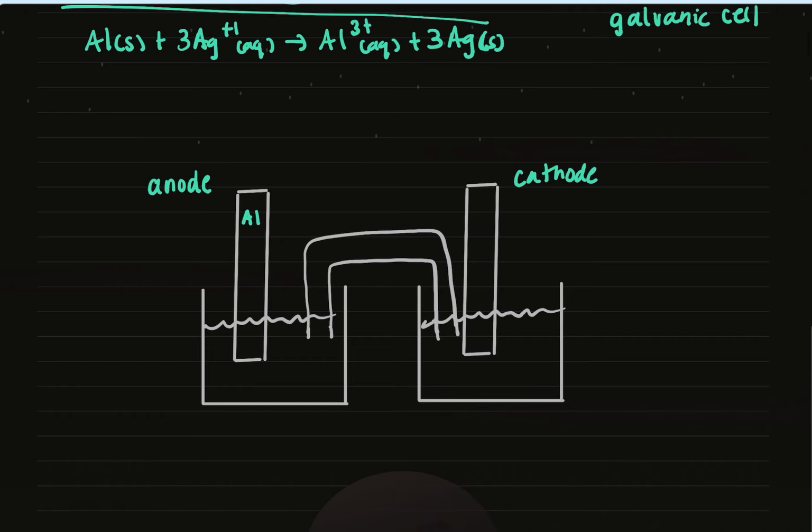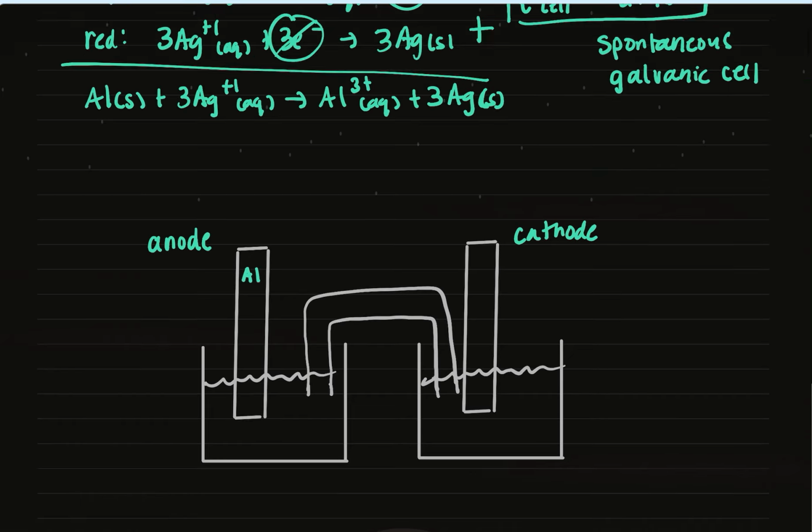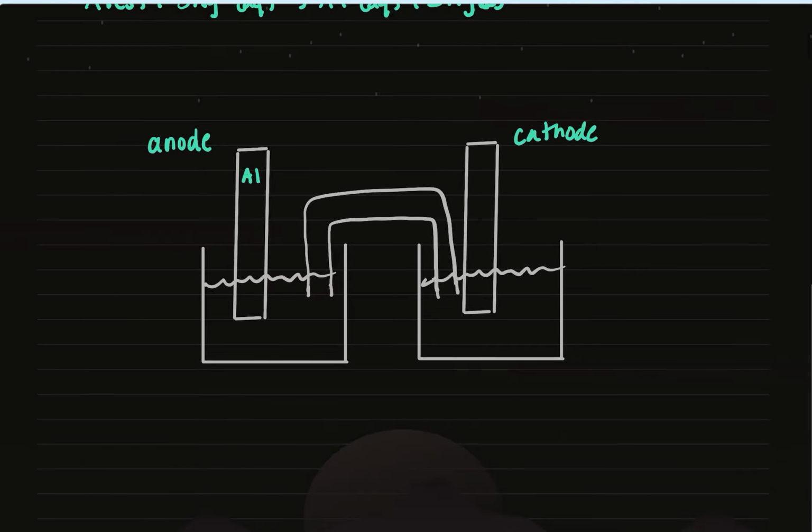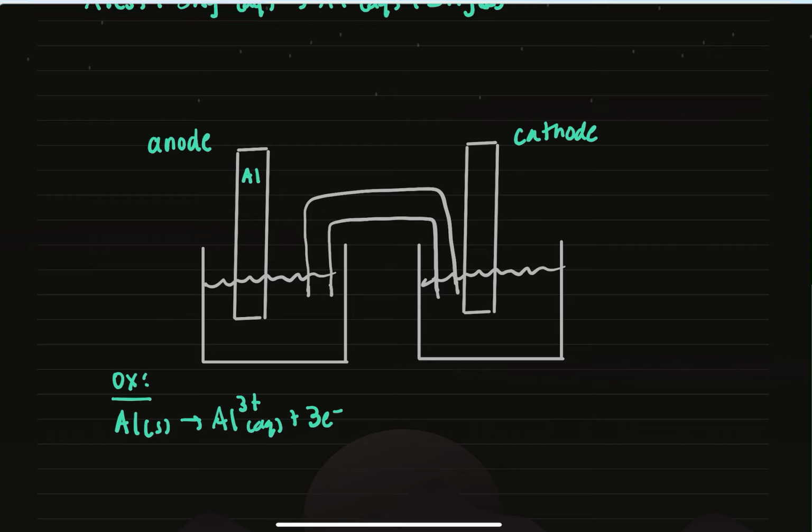And maybe we should write down the half reaction just to review. So this aluminum half reaction is going to be my oxidation: aluminum solid gets oxidized into aluminum ions and 3 electrons. So physically what happens is this aluminum metal will actually lose mass. It will break down or get oxidized into aluminum ions and 3 electrons, okay?